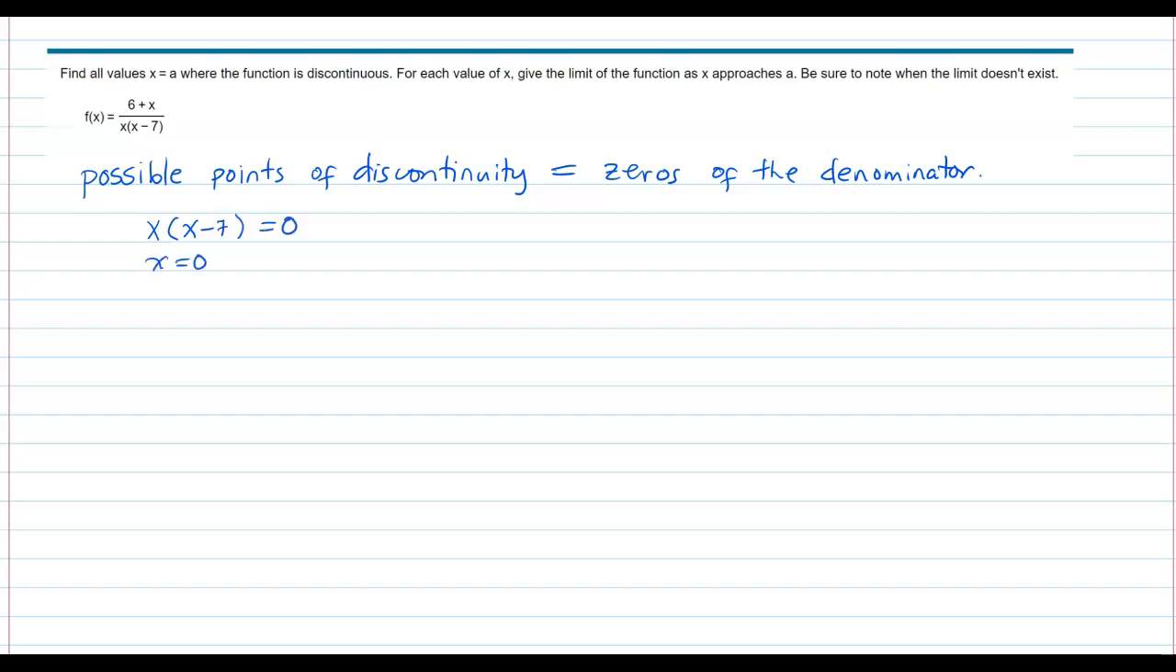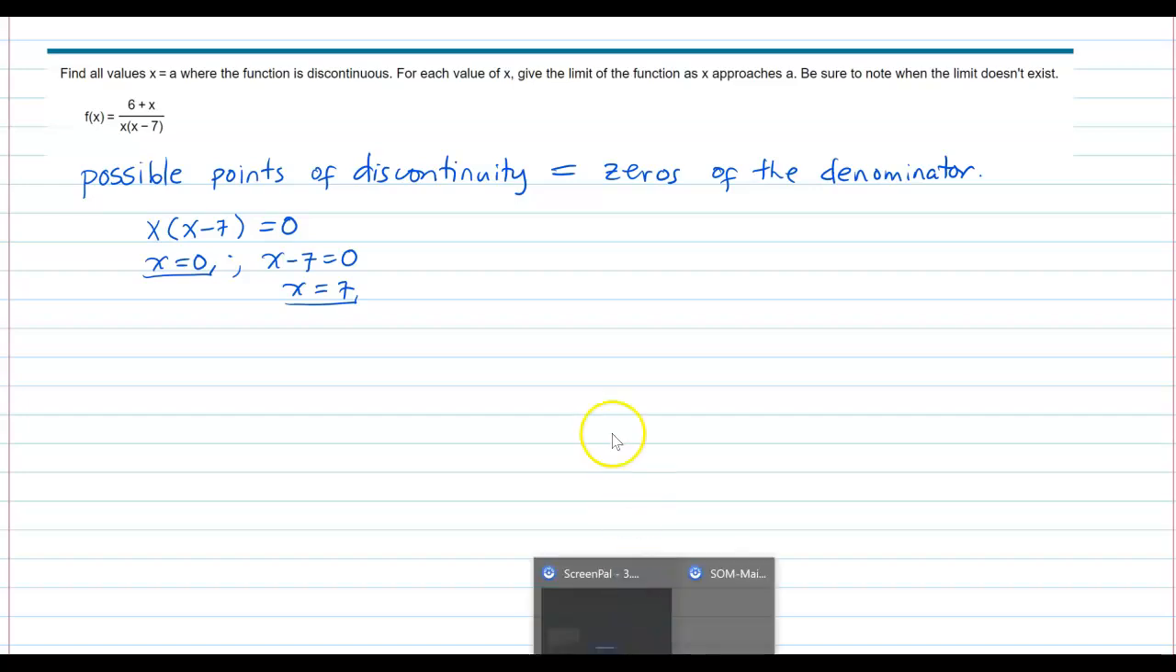So this means you have either x equals 0 or x minus 7 is 0, and that is x equals 7. So these two values of x are just possible points of discontinuity. We still need to double check if that function is discontinuous or not at those points. Now, to do this, you can either use limits, or you could also use the techniques that you've learned in algebra. And what are those? The easiest is to do an algebraic manipulation.